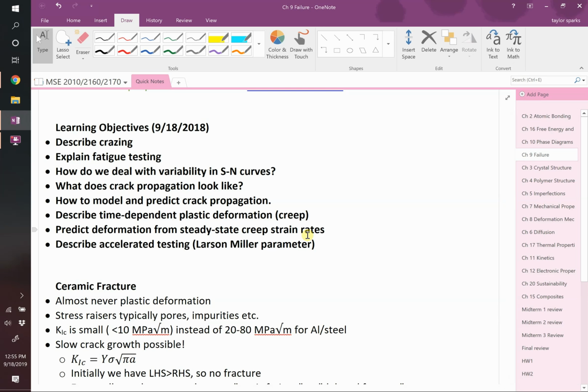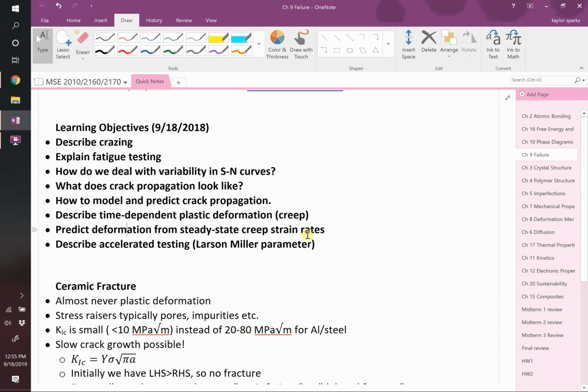Let's first review our learning objectives for today. We'll see how much of this we actually get through. We'll probably spill over to Friday. But we're going to introduce, material science has just some awesome terms like crazing. We'll learn about crazing today. There's many more to come this semester.